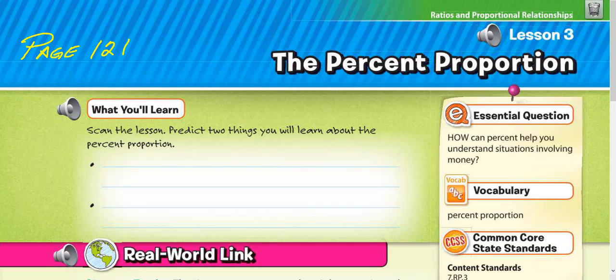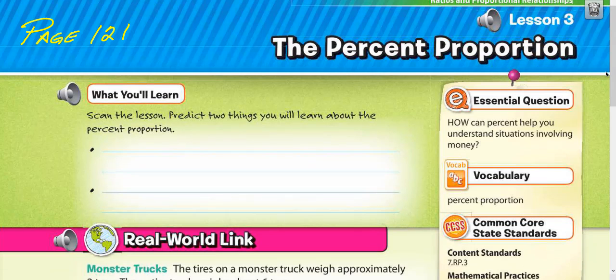So today we're going to look at the concept of percent proportion. Now, we've talked about proportions before. A proportion is any time you have two equivalent ratios. So if you have 3 to 4 and you have 6 to 8, that's a proportion because 3 to 4, even though it looks different, has the same value as 6 to 8. So a proportion is when you have two equal ratios.